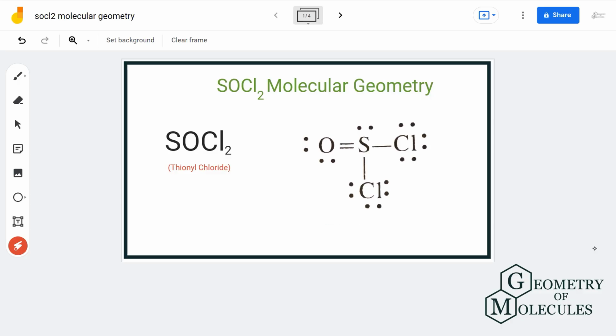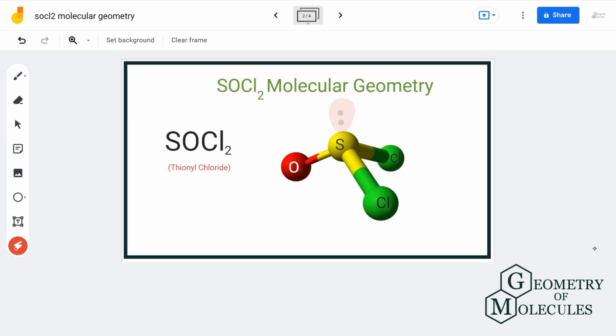So this is the Lewis structure of thionyl chloride, where sulfur is forming two single bonds with two chlorine atoms and one double bond with oxygen atom. And it also has one lone pair of electrons on it. We must always note down the number of lone pairs and bond pairs attached to the central atom in the Lewis structure, as they affect the final geometry of the molecule.